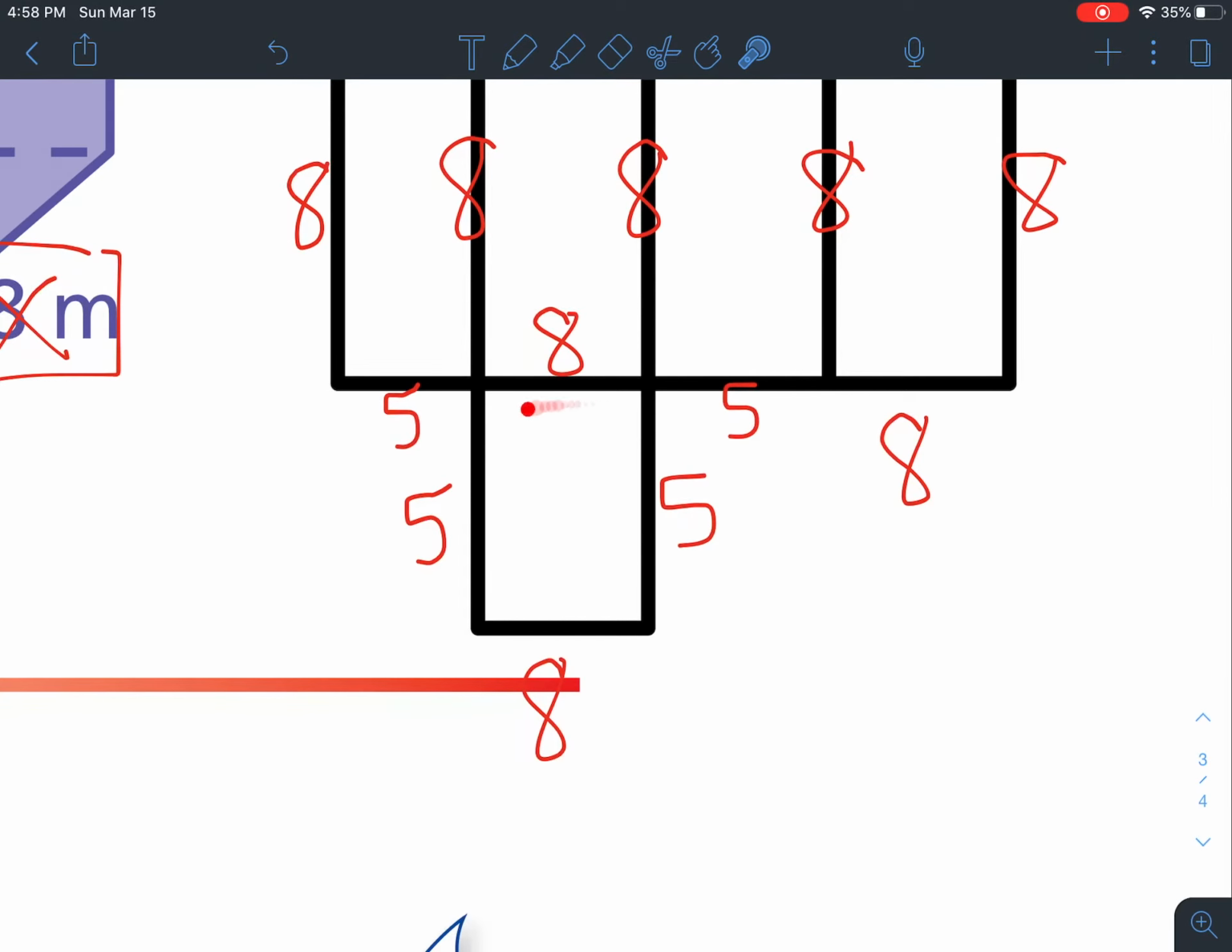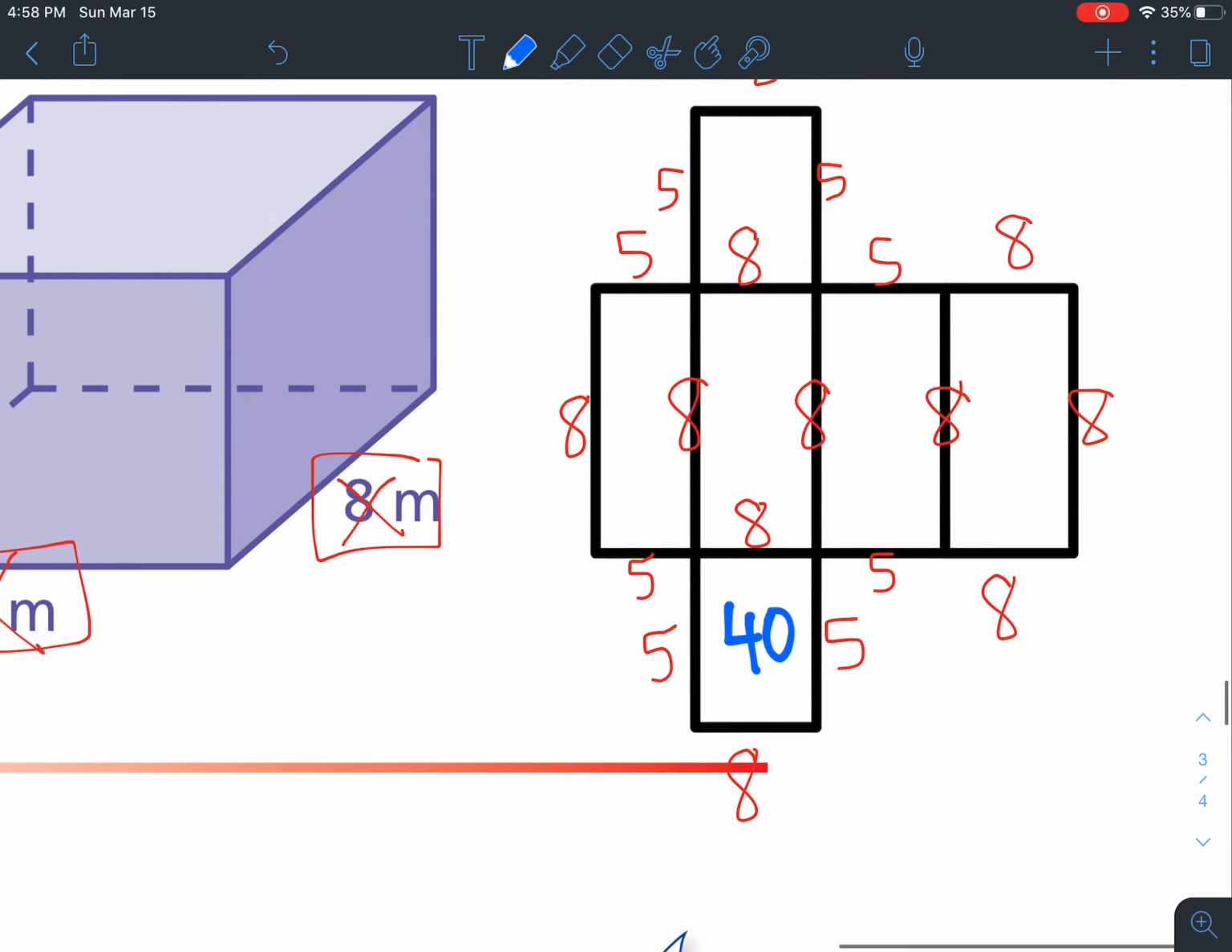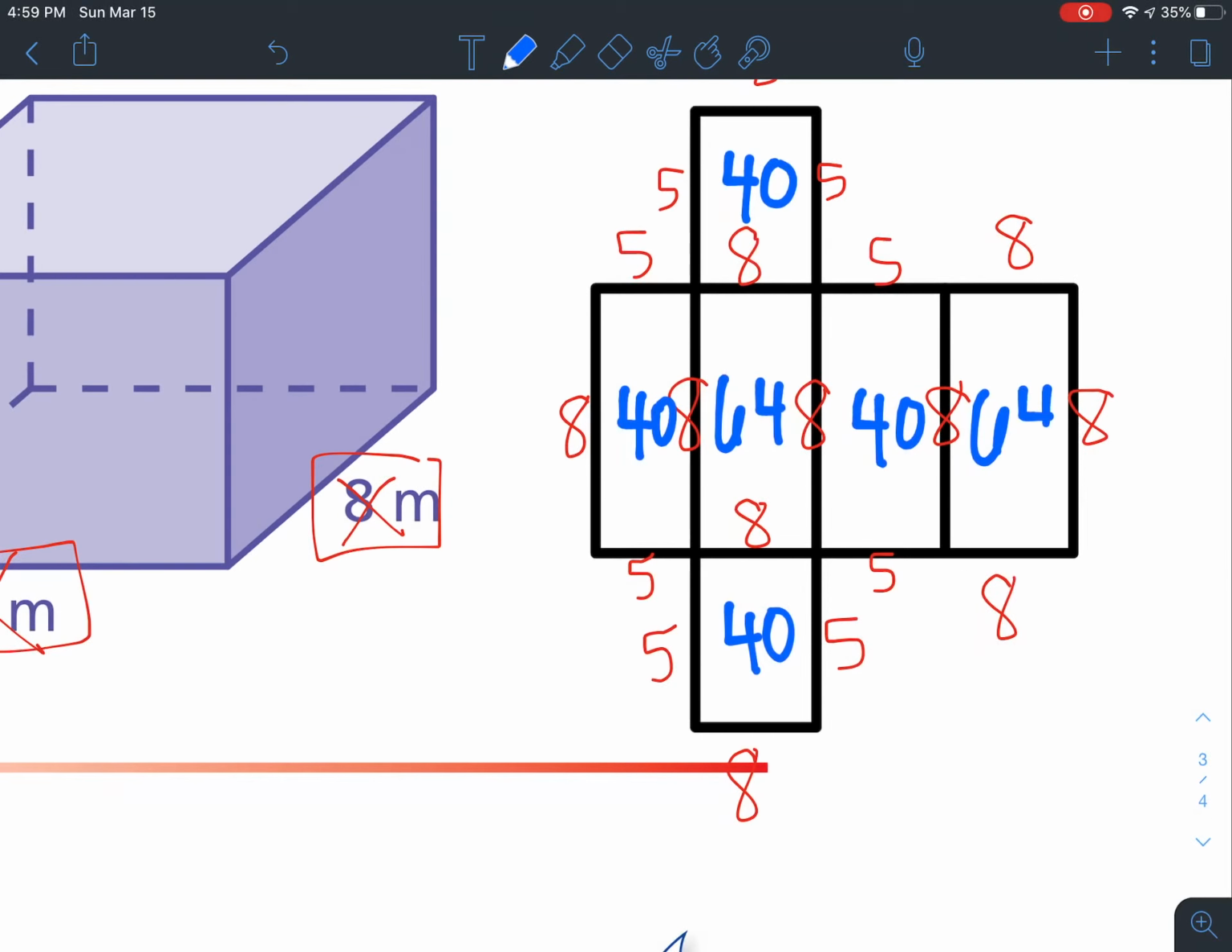Area of a rectangle. So for this rectangle right here, 8 times 5 gives me 40. 2 above, this one up here would also be 40. So now if I look at this one over here, 8 times 5, that's also 40 because of those multiple 8s. So then last two, the ones in the middle, 8 times 8, 64.